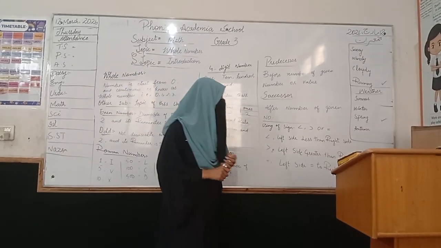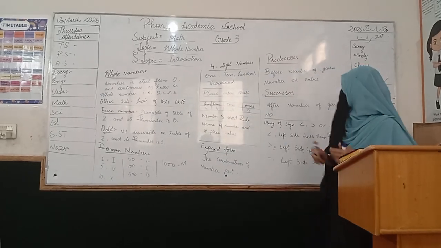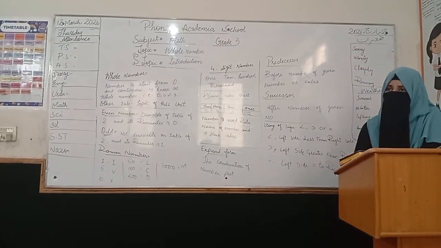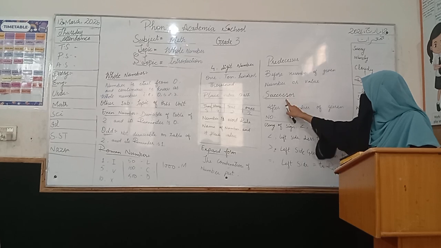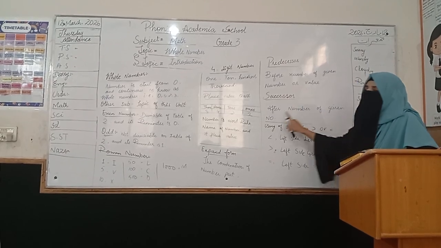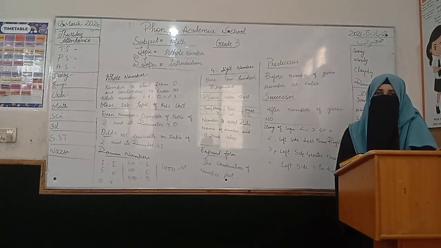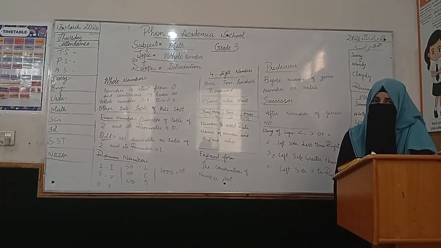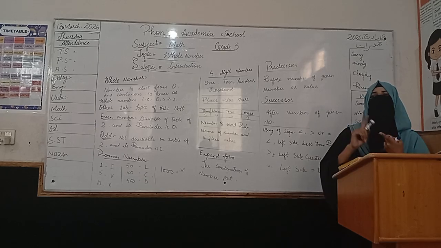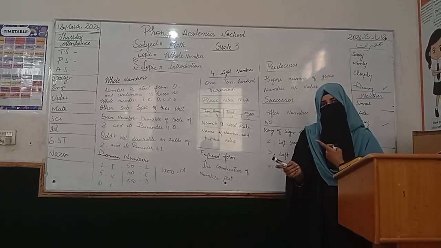Next is the successor. The number after the given number. After means the one that comes later. Successor means the number after the given number. For example, you have the number 9. The successor of 9 is 10, because the number after 9 is 10.